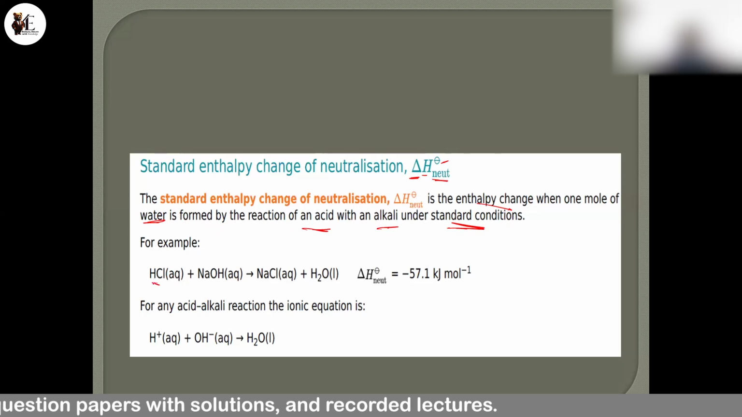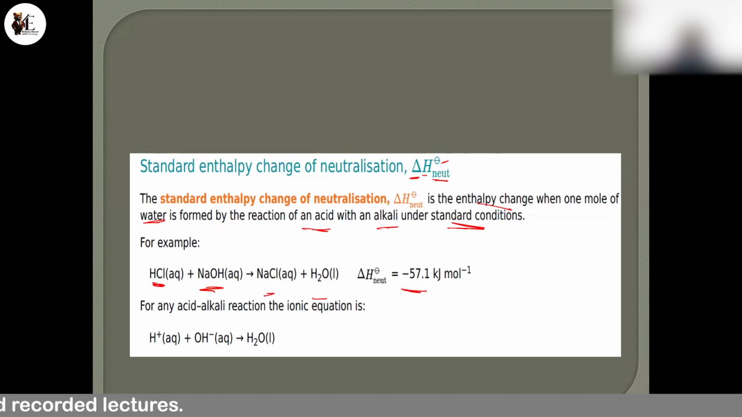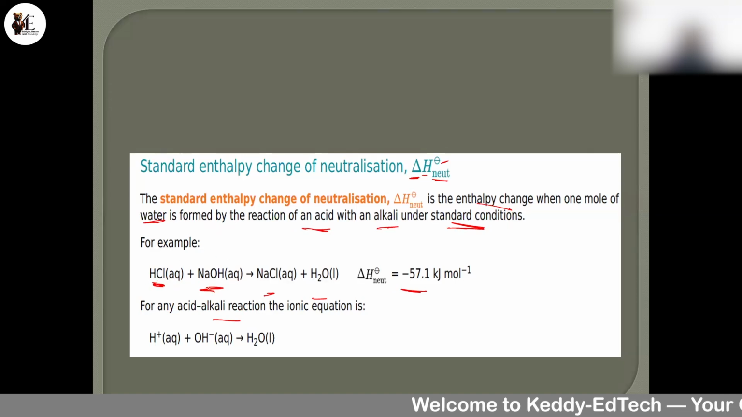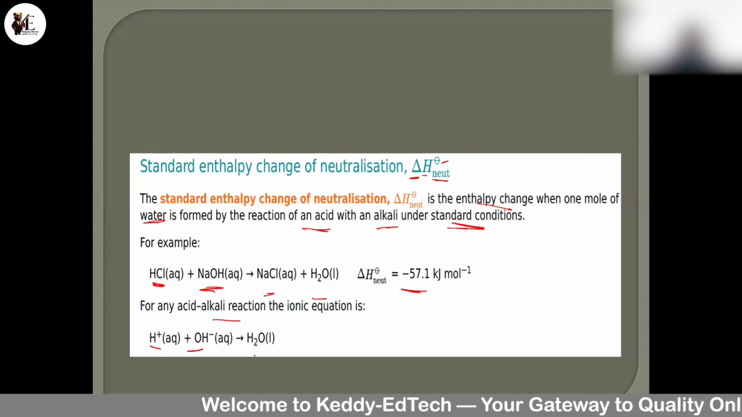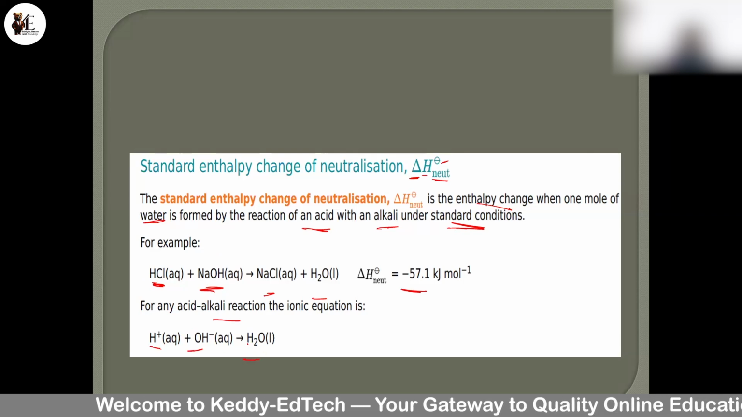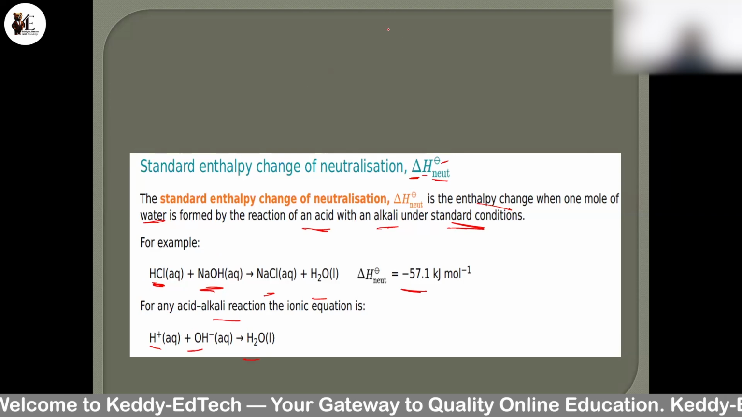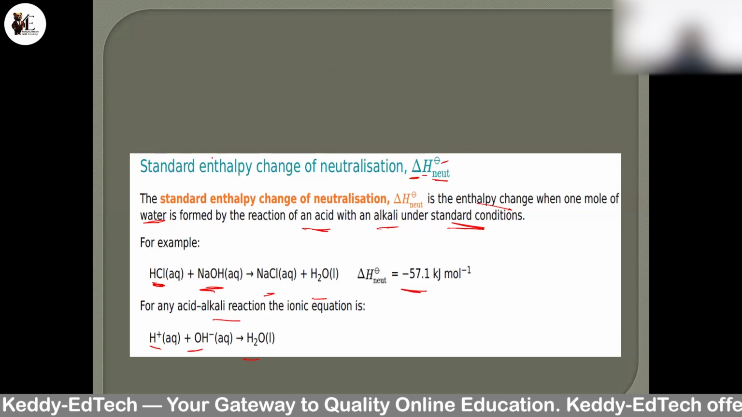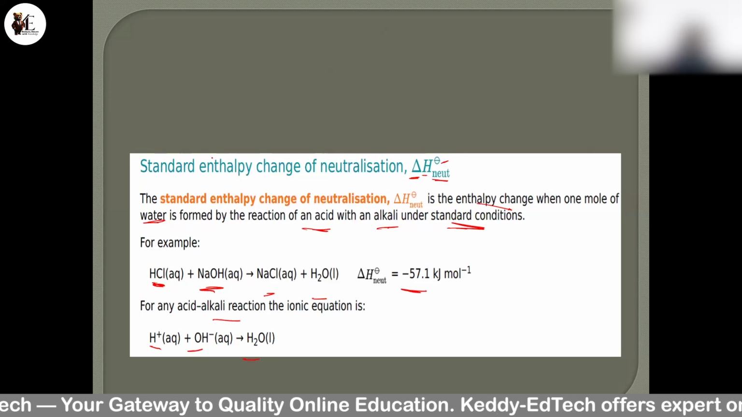For example, your acid reacts with a base to give salt and water. So it is exothermic, heat is released. For any acid-alkali equation, if you want to write the ionic equation, you remove the spectator ions. For example, in HCl, you remove the Cl ion. In NaOH, remove the Na ion, and you get the ionic equation H+ + OH- gives water. So this is your standard enthalpy change of neutralization. Write it down.